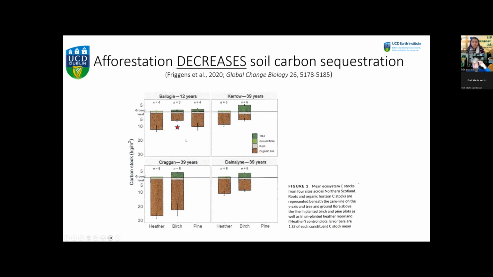And the other thing about this is that even though there's an increase in above ground carbon, which is the green coloration on each of these examples, there's a reduction in one case of ecosystem carbon, the total carbon associated with above and below ground carbon. So in this case, not only does it result in a reduction in soil carbon, but it also results in a reduction in ecosystem carbon.